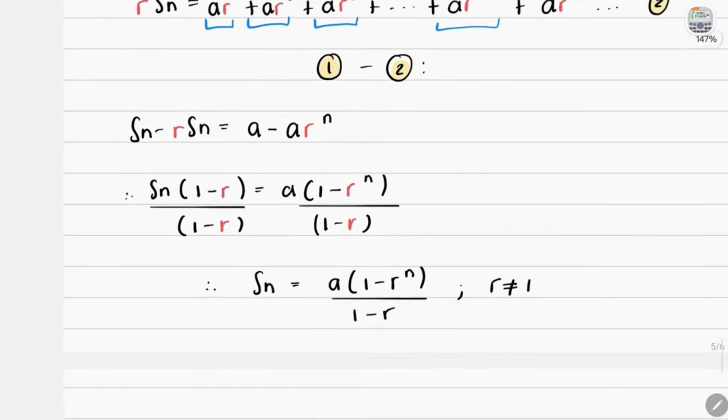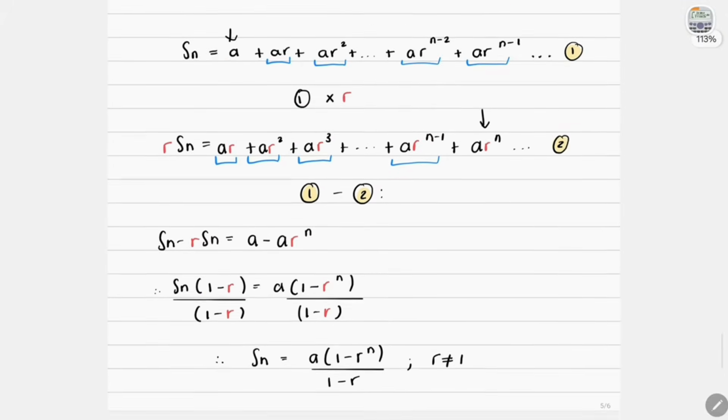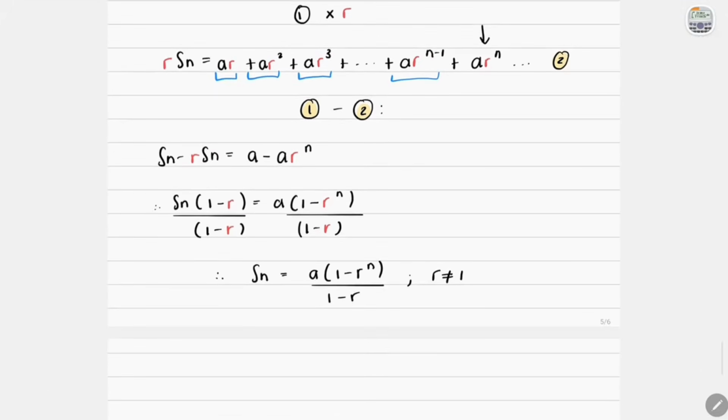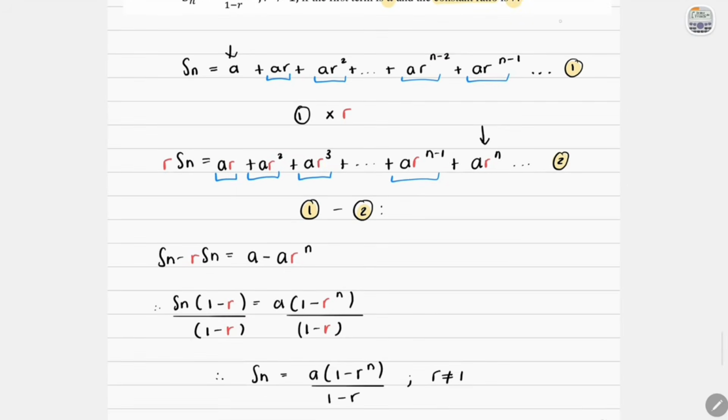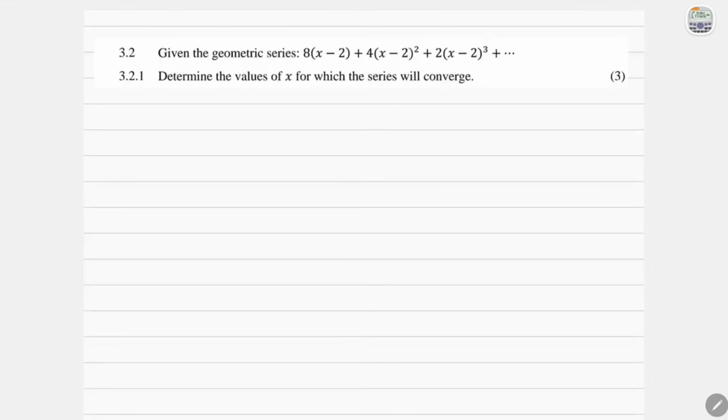Okay, and there we go. This is how we prove the sum of sequences or series formula of a geometric sequence. And that is our answer. Moving on to the next question.